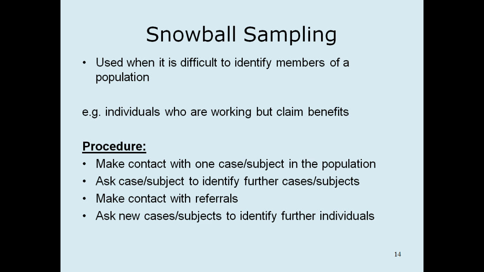So in snowball sampling, we try to make contact with at least one person in the population, who we think would be ideal to interview. We ask them, would they like to be interviewed, or would they like to be questioned about what they're doing. They might decline, but then the next question would be, well, do you know of anyone else who we could speak to?